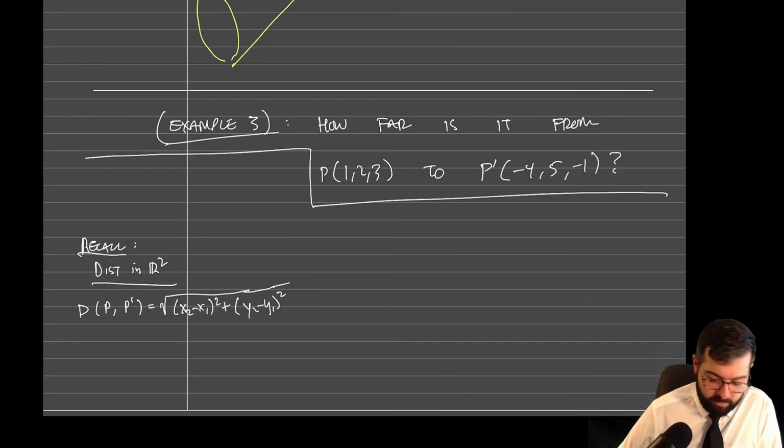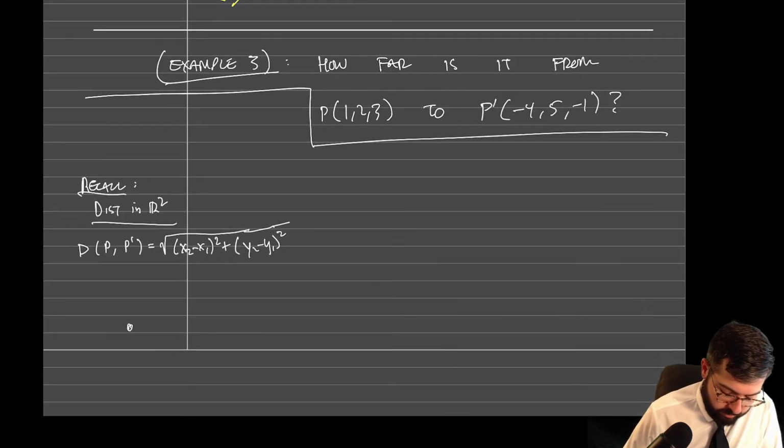It's the hypotenuse, right, between 2 points. So this is your y2 minus y1. Here's your x2 minus x1.